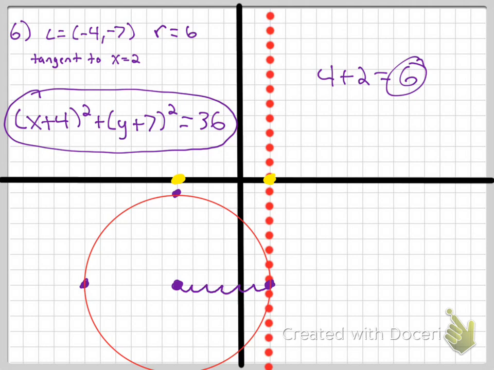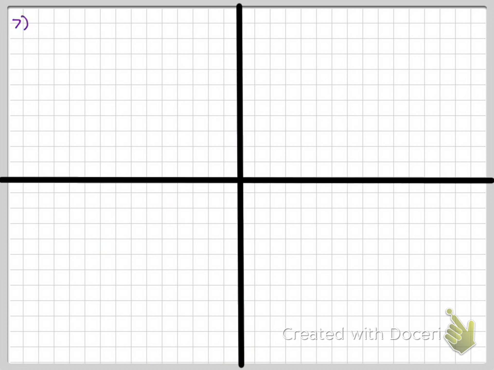All right, so above is what I drew on how you could get the radius algebraically. From there to there, it's going to be 4 plus 2, which gives you 6. All right. Again, don't be afraid to push pause. Number 7.